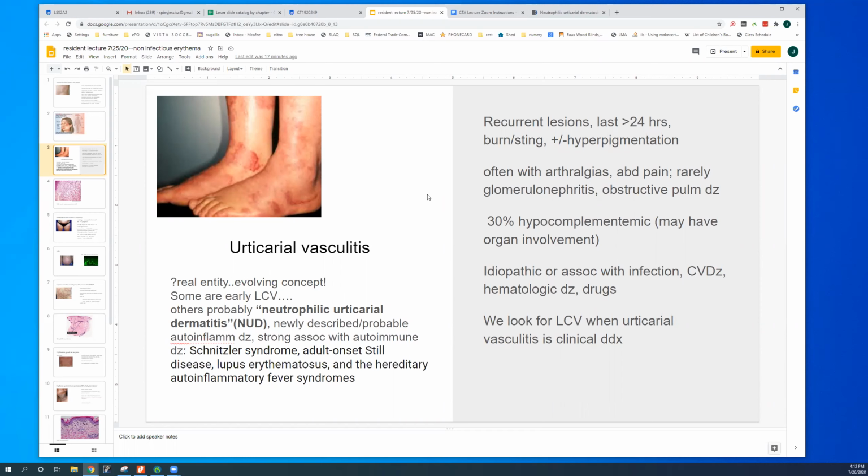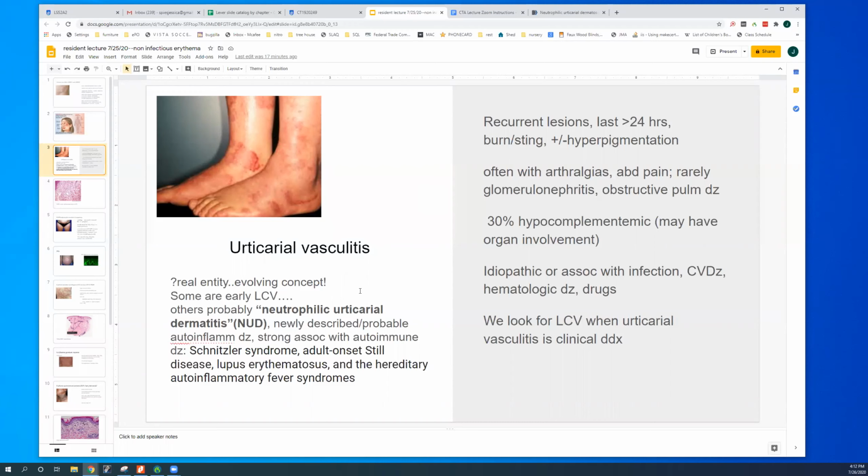So when you send a biopsy in for urticarial vasculitis, as a dermatopathologist, I look for leukocytoclastic vasculitis, and I'll report whether I see that or not. The term urticarial vasculitis, I don't know if any of you have found it confusing, but I have found it confusing over my career. It's probably not a real entity. I mean, it's a clinical entity, but it's probably somewhat of a wastebasket.